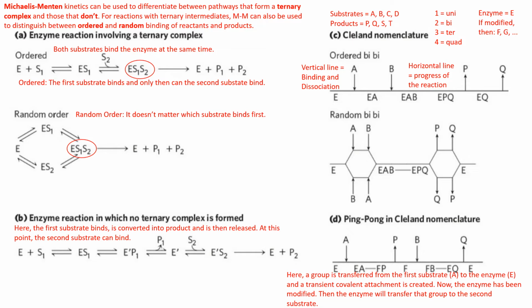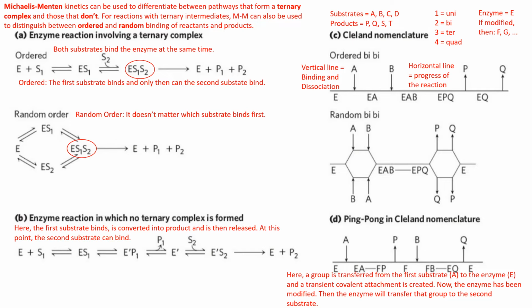In B, you have an enzyme reaction in which no ternary complex is formed. Here, the first substrate binds, is converted into product, and is then released. At this point, the second substrate can bind. So you have enzyme plus substrate 1 equals enzyme substrate complex 1. And then you have the enzyme with that little parenthesis or something. I forgot what that's called.